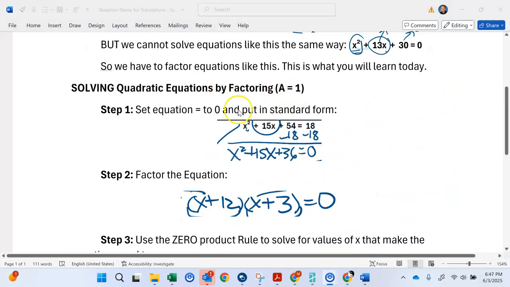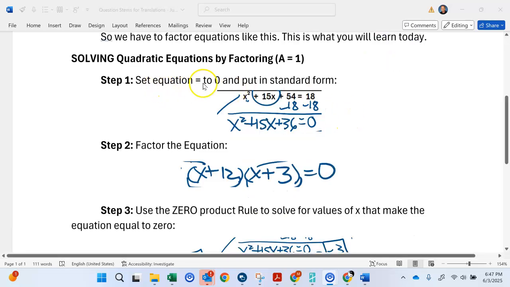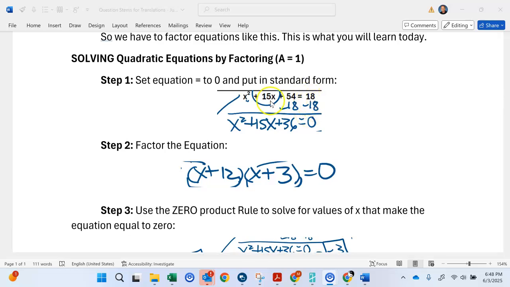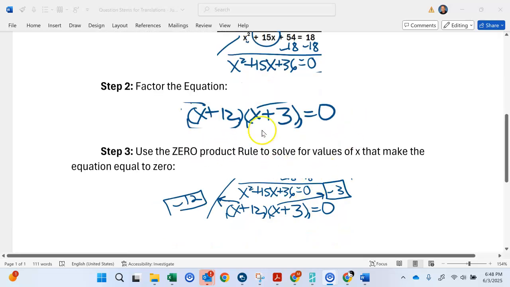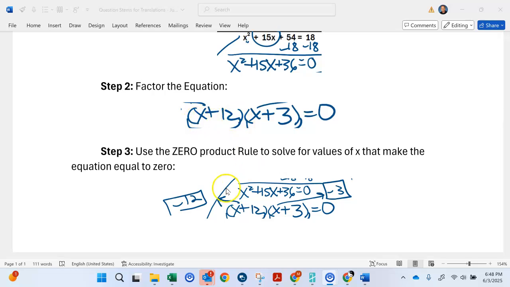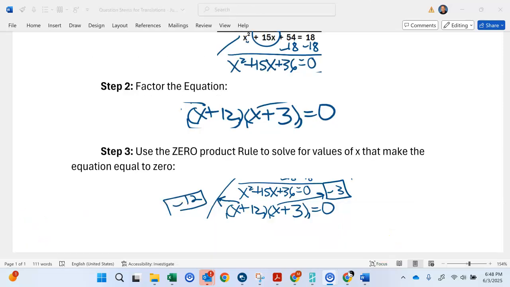Let's take this example that we just did and see how it applies. These are the steps you want to go through, so make sure you have them in your notes. Step number 1, you set the equation equal to 0. We had this, we subtracted 18 from both sides, and we got this equation. Step number 2, we factored it with the table, and we got that. And finally, we asked ourselves what values of x would make each parenthesis equal to 0: negative 12, and negative 3. Okay, let's do one more problem together, and then you can do the practice problems.